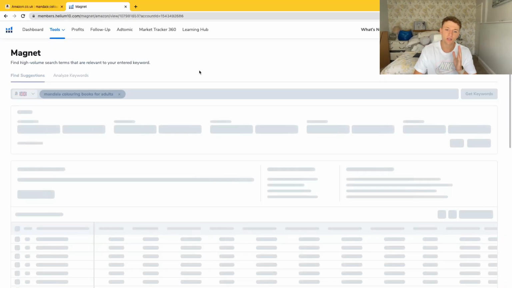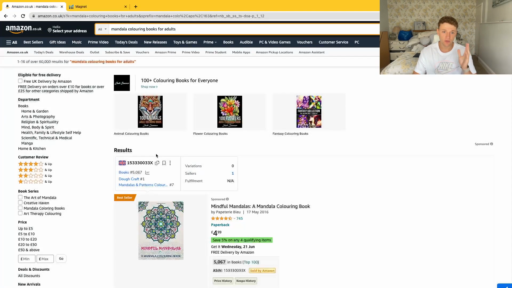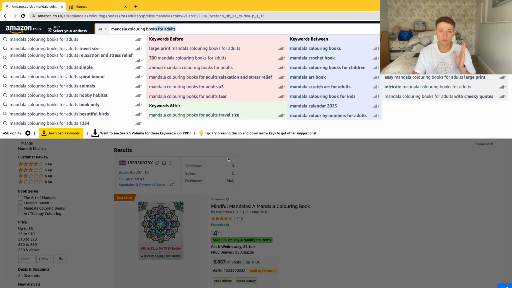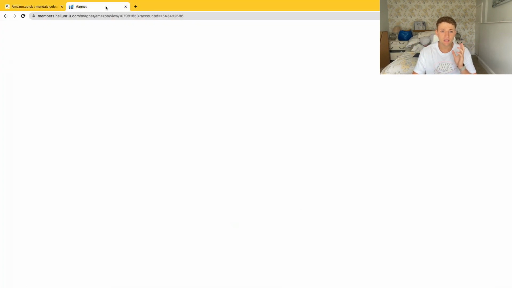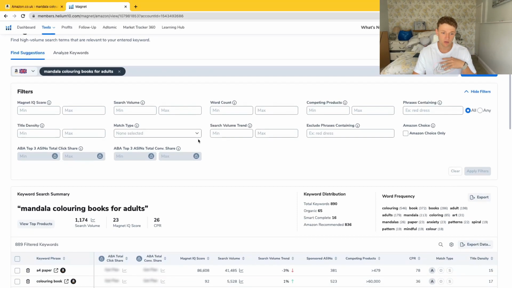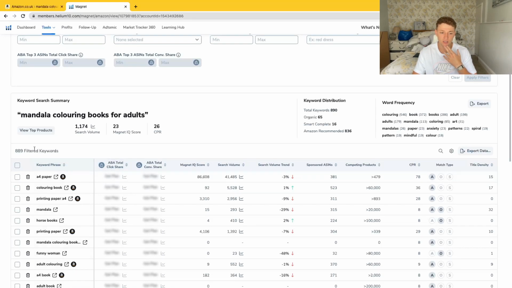So the way I would basically use this part of Helium 10 is put in your most targeted keywords for your mandala coloring book. For this example, we've used mandala coloring book for adults. It could be just mandala coloring books. It could be adult relaxation book, any kind of related keyword you think you want to investigate a little bit more. Put it into Magnet, and Magnet will show you all related keywords associated with that one. So for this example, you can see all of the related keywords that have come back, and we've got 889.